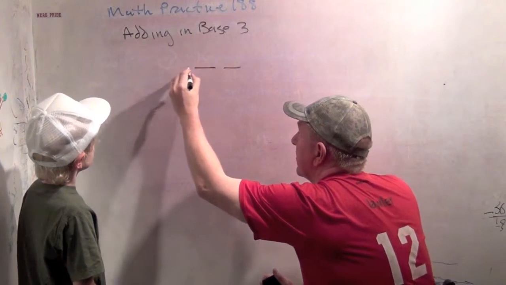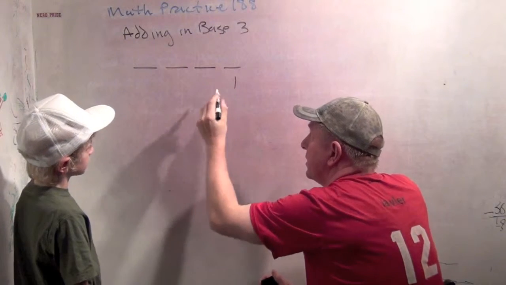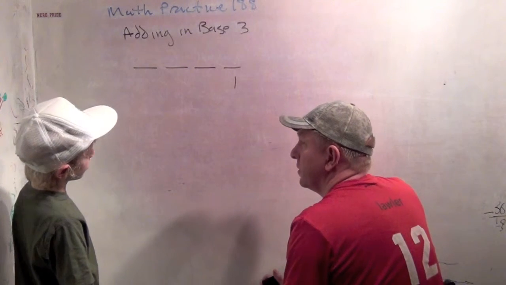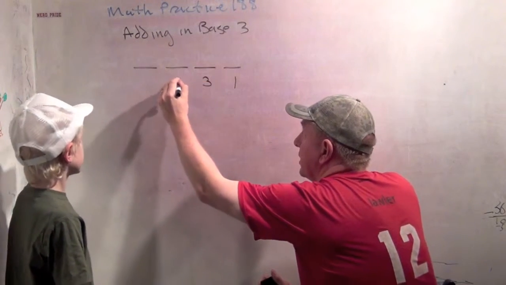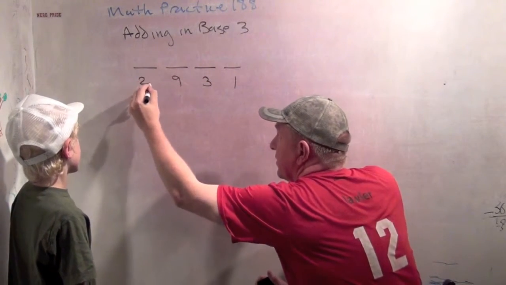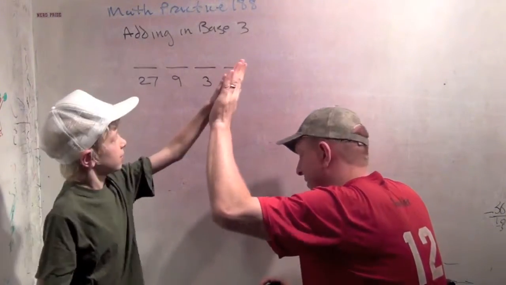In base 3, when we have our digits, those digits represent 1. What's the next one? I think it's 3. 3, 9, 27. And what comes next? 81. Hey, high five. Good job.